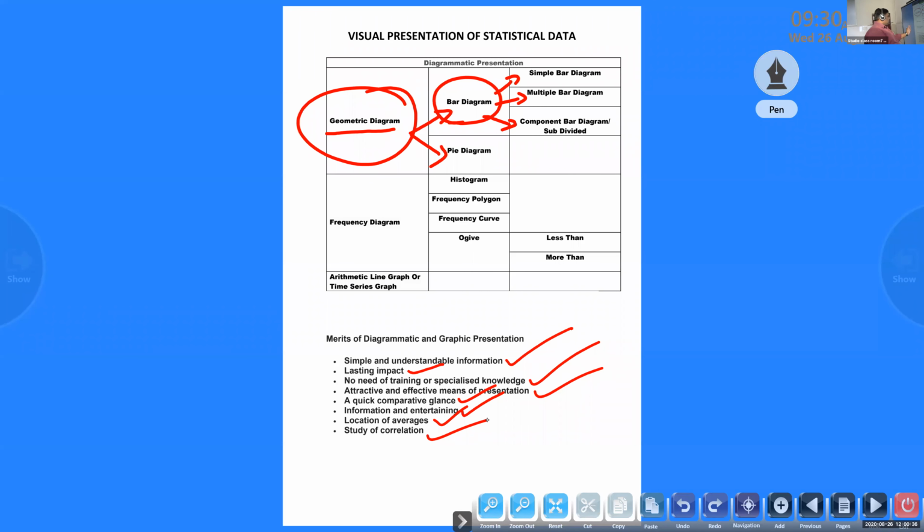Okay, so just write down the merits of diagrammatic and graphic presentation. I hope you completed that. Elvina, is that done? Yes, sir. Fine. What about Anila Mohanan? Yes, sir. Okay.